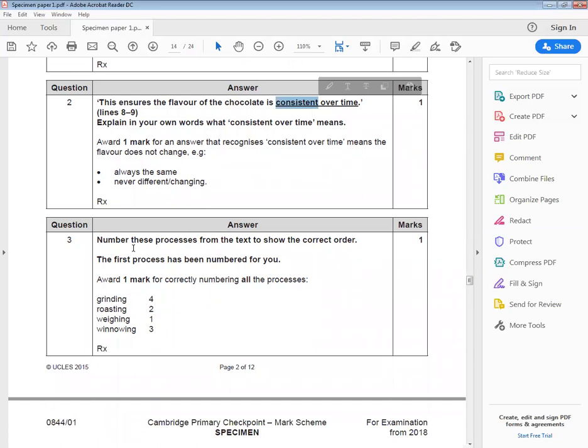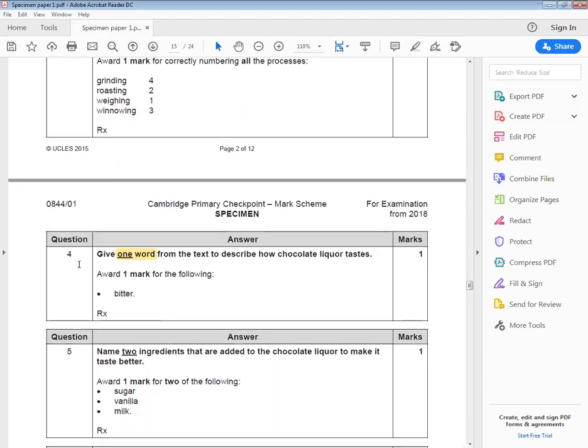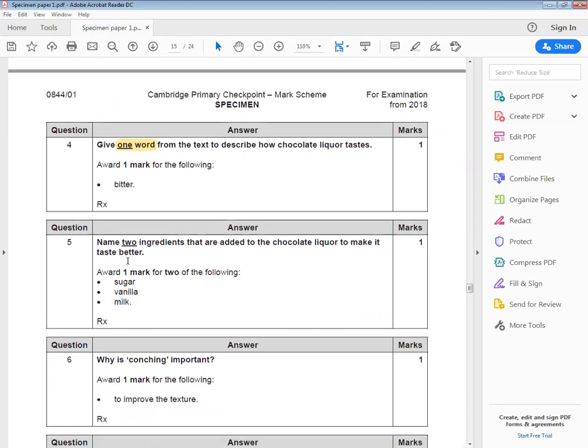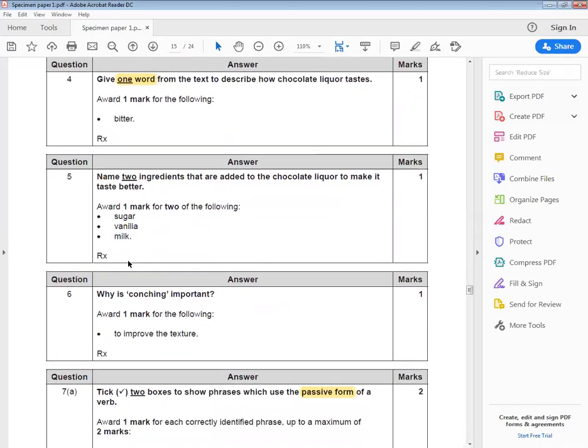Question number 3, this is a content question. It is very direct. You're just going to number the process in order. Question number 4, it is very, very important that you write only one word. Remember that, one word, not a phrase, just one word, okay? Number 5, it's also direct, and number 6 as well.